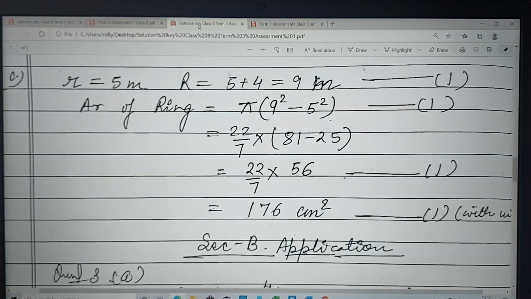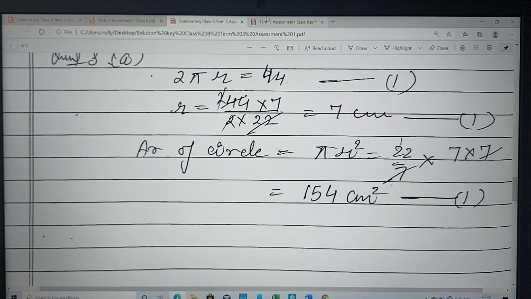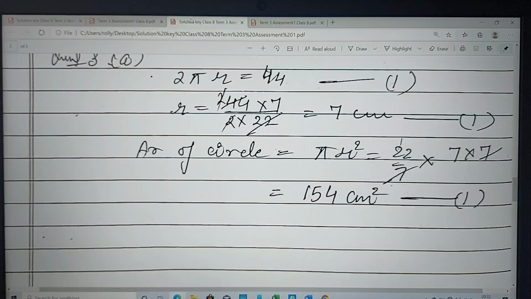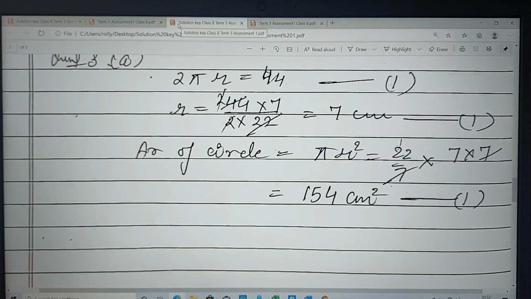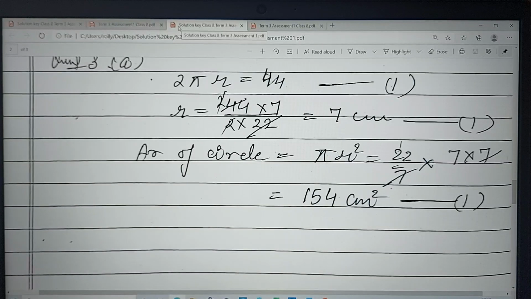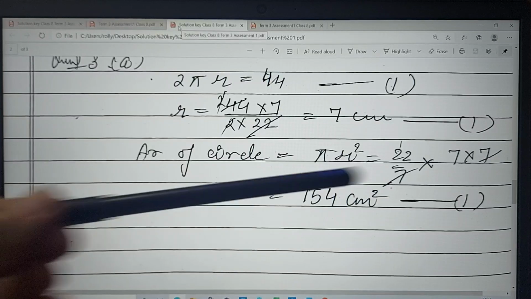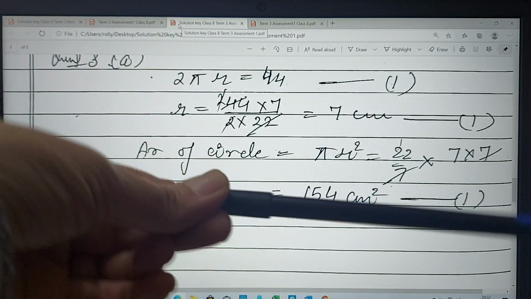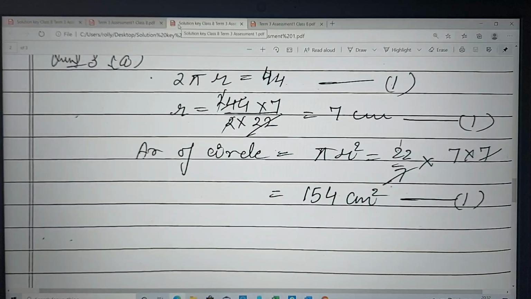Now moving on to the application questions. First question: a wire has been given whose length is 44 and it is bent into the shape of a circle. If we take a wire and bend it, the complete length of the wire forms the circumference of the circle. So length of wire will be equal to circumference of the circle.